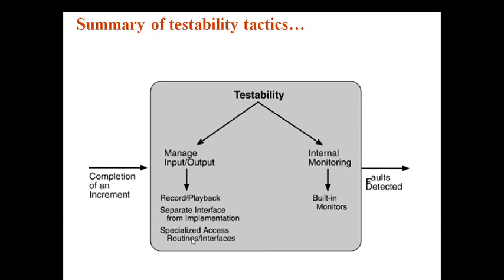Okay, summary of testability tactics. How to manage the input and output means how to record and playback, separate interface from the implementation, specialized access routine interfaces, and built-in monitors. Where we have to test and when we have to test is a big issue. What they want to convey is that whenever input is going to be given and whenever output is going to be received, at that time we have to record and play back what is happening, what we have given and what we got. That's the first thing.